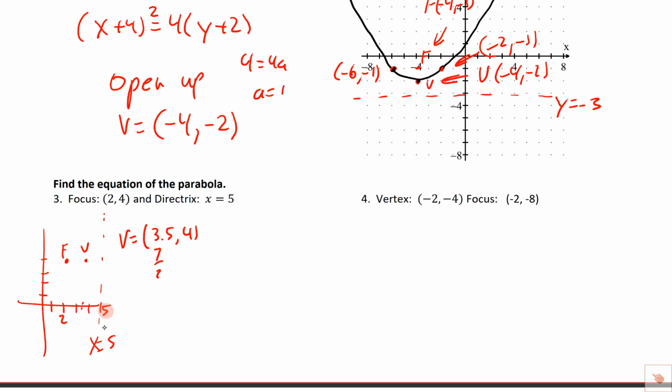And we'll notice since the directrix is on the right side and the focus is on the left, then it's going to go like this.